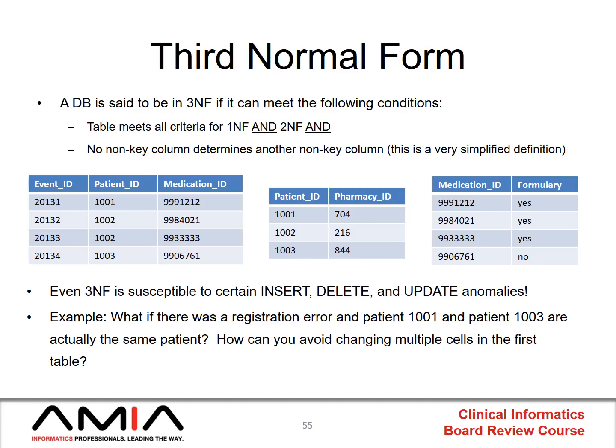I've got a list of medications on the far right with an attribute that tells you if they're on formulary or not. I have a list of patients in the middle with a list of their preferred pharmacies. And then I have a list of ordering events on the far left that includes which patient and which medication they were prescribed. So for most reporting use cases, third normal form is good enough. But even this has its own potential insert, delete, and update anomalies, which I'll let you read through here.